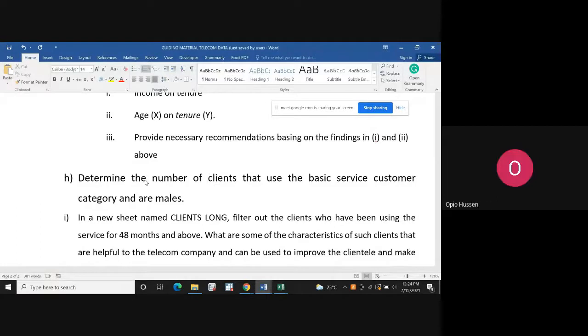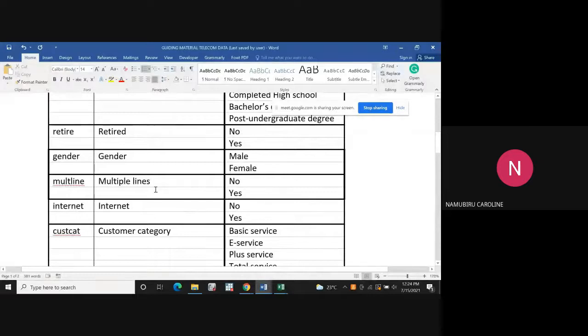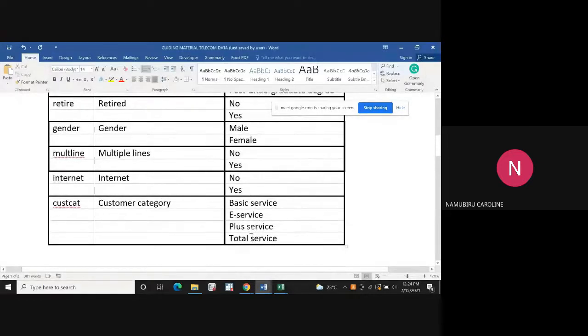Yes. So the moment we understand that, we come up here in our data dictionary and ascertain where the basic service falls. The basic service falls under the variable customer category. And the males fall under the variable gender. So for us to ascertain how many basic service customers are males, we have to make a tally of the males that use the basic service.